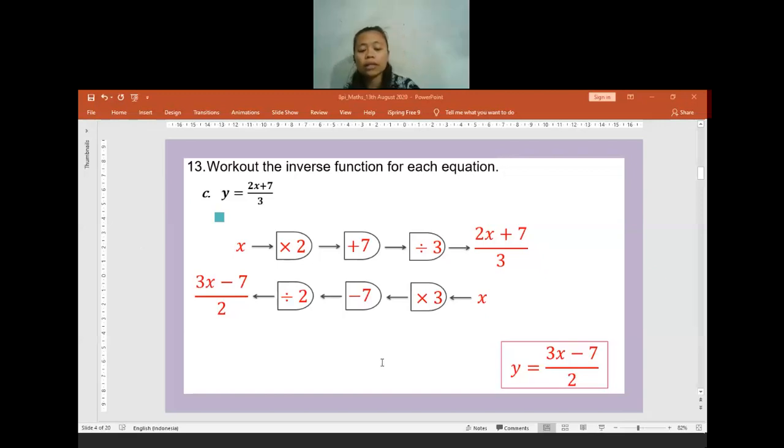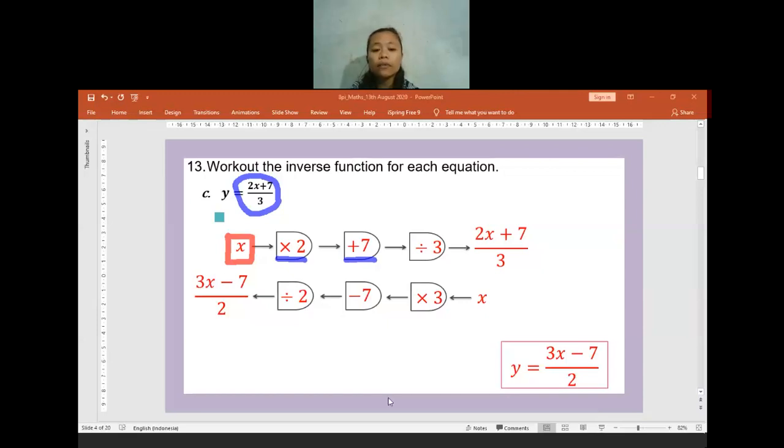Which part do you not understand? Okay. I told you we check the input first. The input is the x, so we focus on the x. After we focus on the x, we check the equation here. From x becomes 2x, so it means I need to multiply it by 2. After having 2x, there is a plus 7, so we will add 7. After that, it is divided by 3, so it will be per 3.